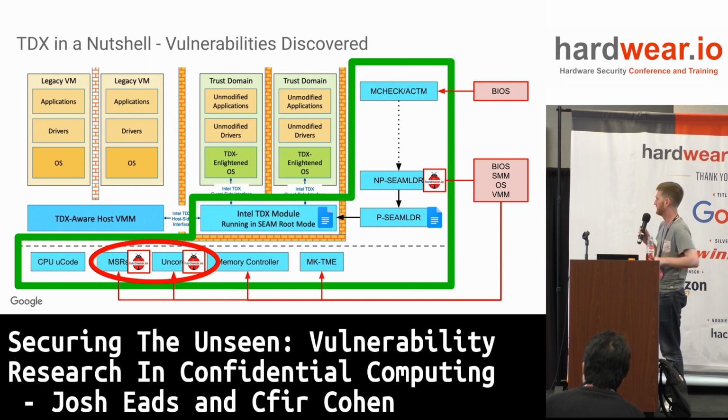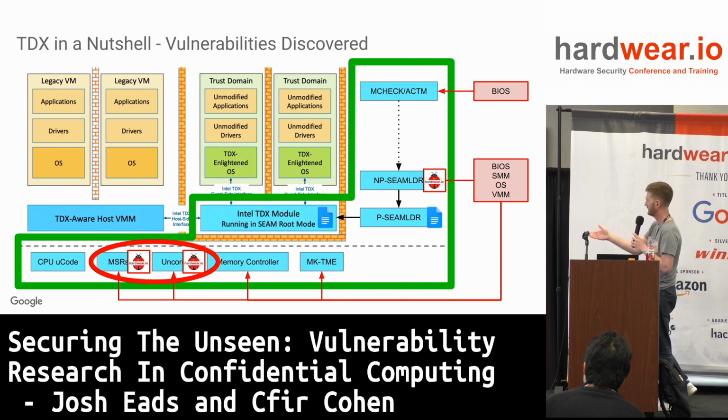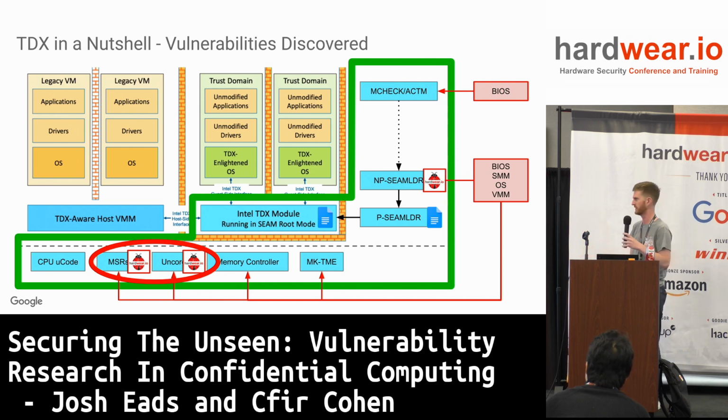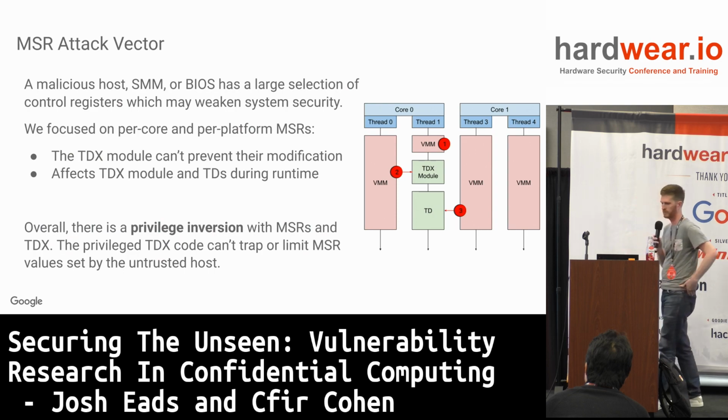So a couple other areas that were interesting and kind of new to the TDX threat model were looking at these platform level hardware interfaces that the attacker has, right? So MSRs and the Uncore on Intel are basically all the configuration and stuff in the SoC outside of x86, right? There's a bunch of things like the memory controller, MKTME, these are all what Intel calls Uncore. And then MSRs we're all familiar with, are just configuration registers from the x86 side. So we looked at a couple different attack vectors here.